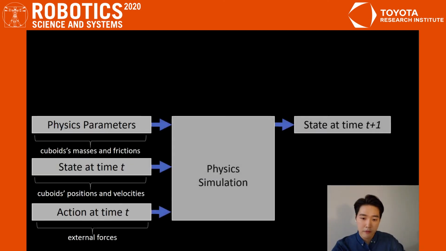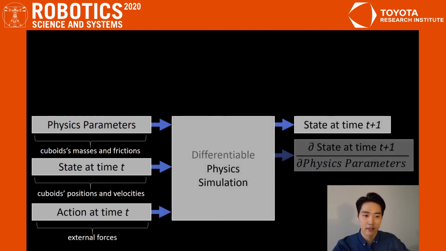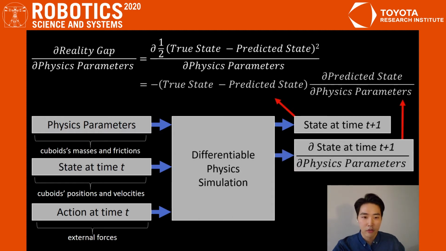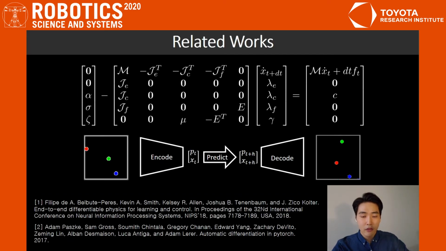The differentiable physics simulator outputs the state at time t plus 1 as well as the gradient of the state. Using this information, you can compute the gradient of the reality gap and use the gradient to update the physics parameters. Recently, it has been observed that a standard physical simulation, which is formulated as a linear complementarity problem, is also differentiable and can be implemented in Python. We propose a modification of this work.